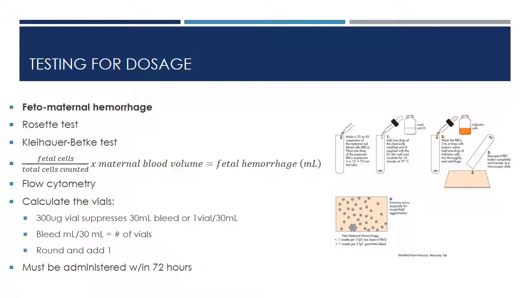Okay, and once you've determined that the fetal maternal hemorrhage has occurred, you have to administer that RhoGAM within 72 hours in order for it to be effective. And that's why when you have a patient who's had a fall or has had some kind of trauma, they need to be seen right away so that we can determine if there has been a hemorrhage.